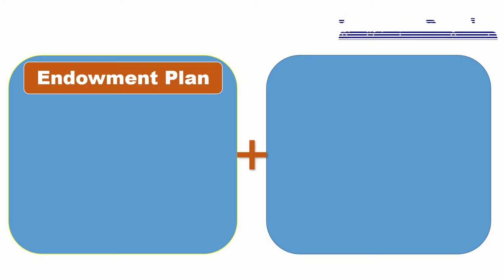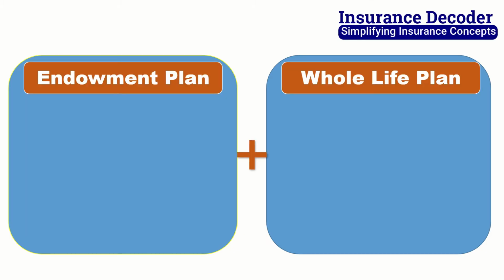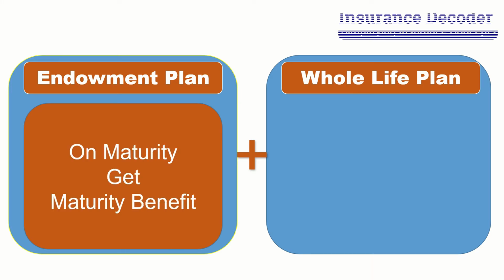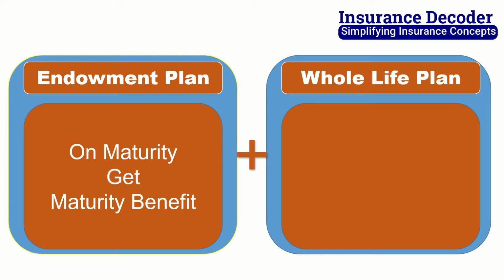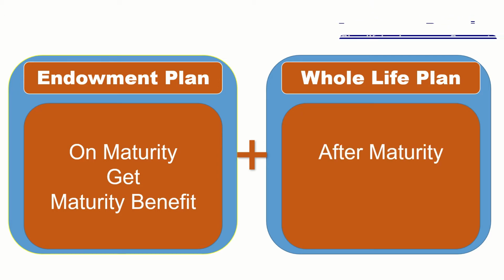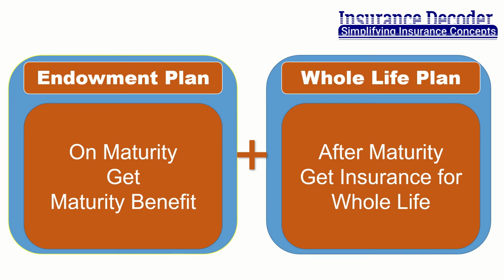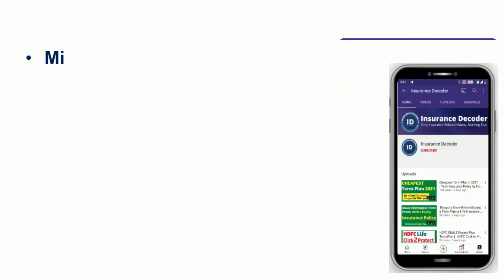Now, what is the endowment plan and what is the whole life plan? In the endowment plan, on maturity, you will get the maturity benefit. Thereafter, the plan will not stop. After maturity, you will also get insurance for whole life. So this will solve the entire purpose. Maturity plus whole life insurance.